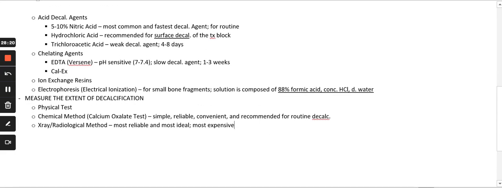Okay? So again, the physical test is obsolete, not anymore performed in the lab. We have the chemical method in the form of the calcium oxalate test. The last one is your X-ray or radiological method. Again, it is the most reliable, most ideal, but the most expensive.